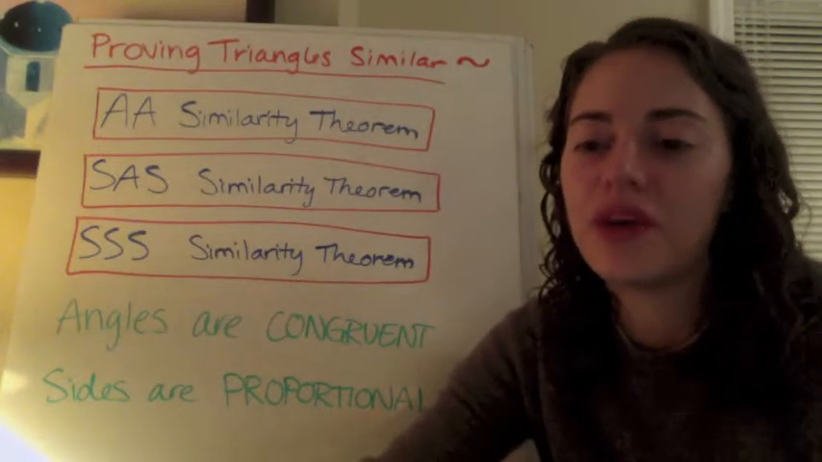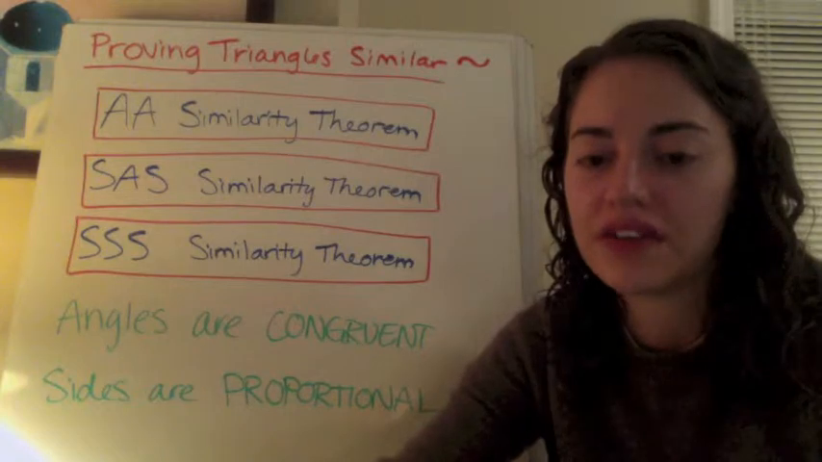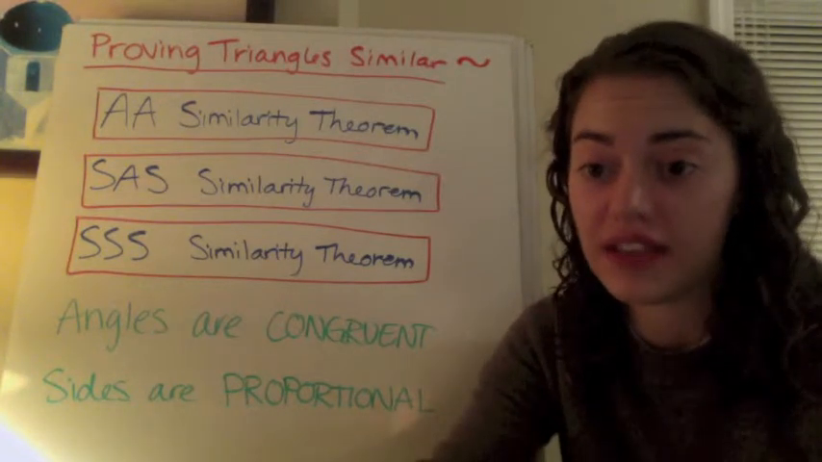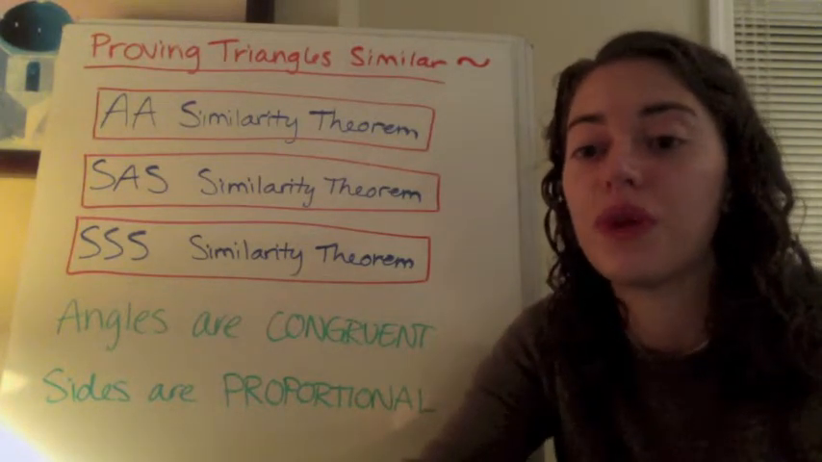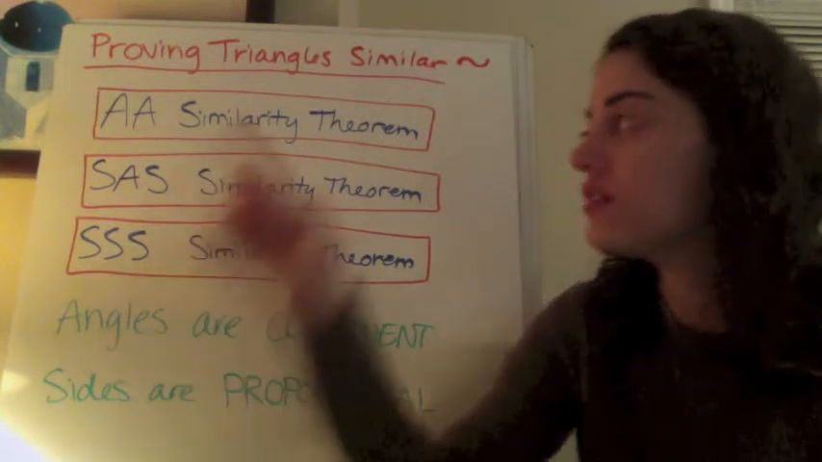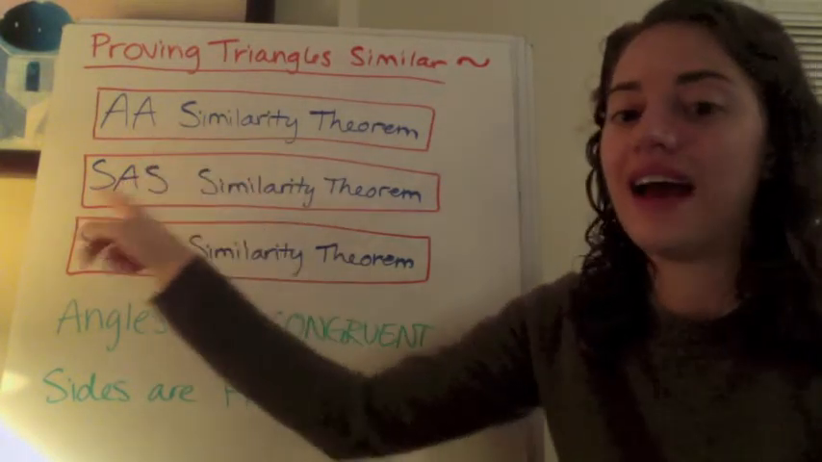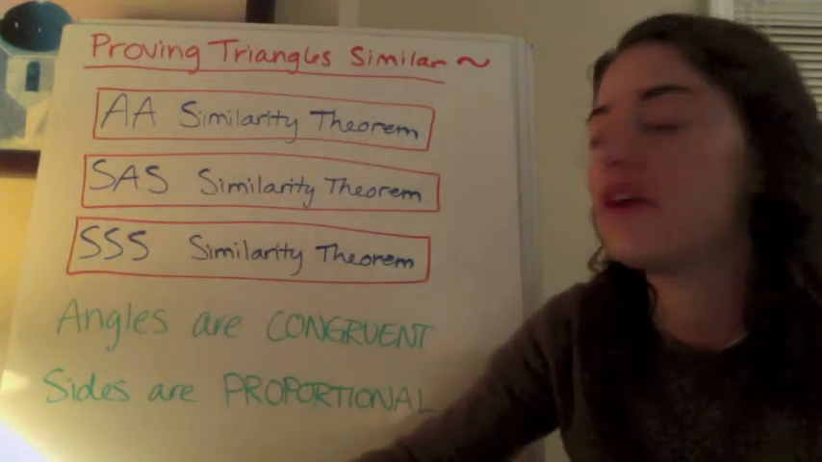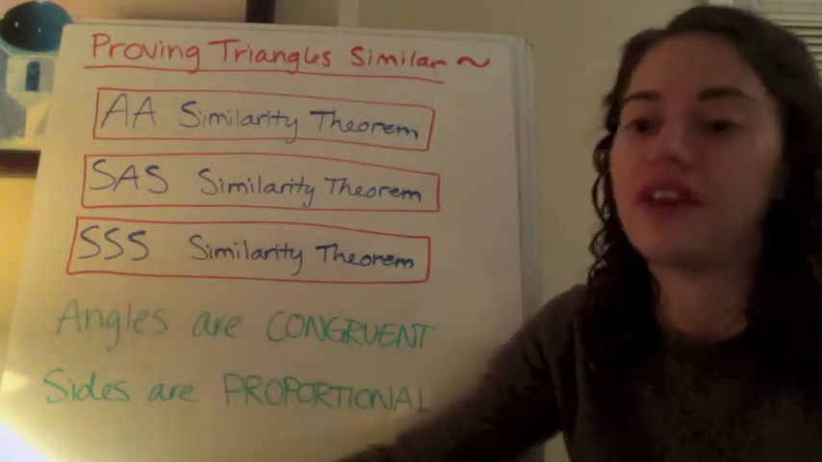This video is going to explain how to prove triangles similar and also go over some basics on similarity. So there are three ways to prove triangles are similar. We have the angle-angle similarity theorem, the side-angle-side similarity theorem, and the side-side-side similarity theorem.